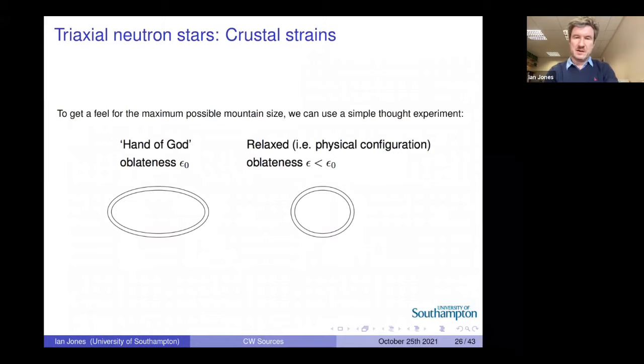If we were to then take our hands away, what would actually happen is that the crust would relax to a much closer to spherical shape with some actual oblateness epsilon that would be less than epsilon naught, because gravity wants to make everything spherical, right? The minimum gravitational energy would be for a spherical star. So there's some sort of energy competition between the elasticity that wants to make the star highly deformed and gravity that wants to make it spherical.